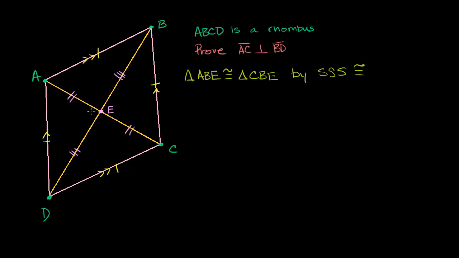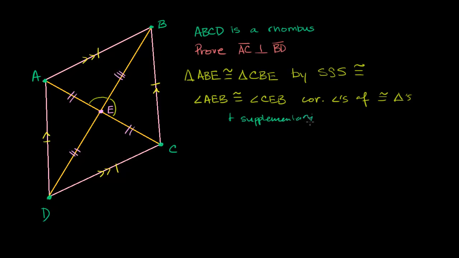And in particular, we know that angle AEB is going to be congruent to angle CEB, because they are corresponding angles of congruent triangles. So this angle right over here is going to be equal to that angle over there. And we also know that they are supplementary. So they're congruent and they are supplementary.